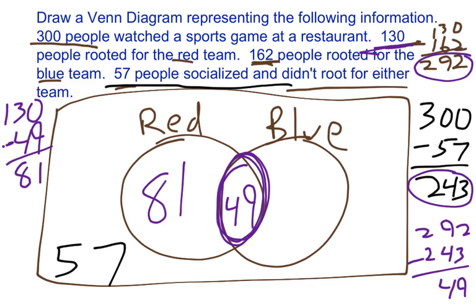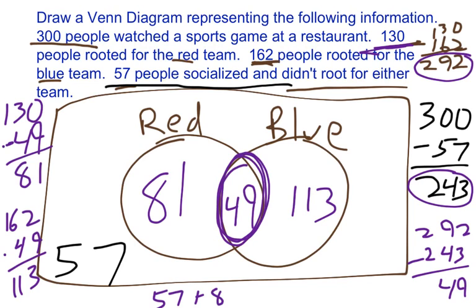And then again with the blue I can just do 162 minus the 49. 12 minus 9 gives me 3. 15 minus 4 gives me 11. So 113, and I should be able to add up those four numbers to check it. And 57 plus 81 plus 49 plus 113, and they better equal my total, which is 300.